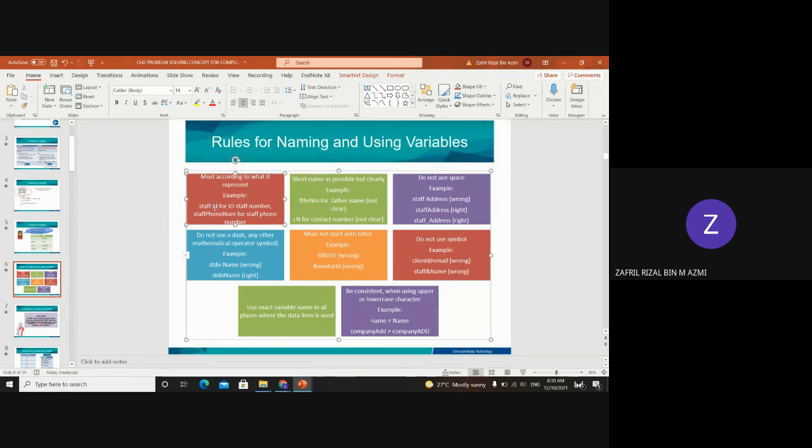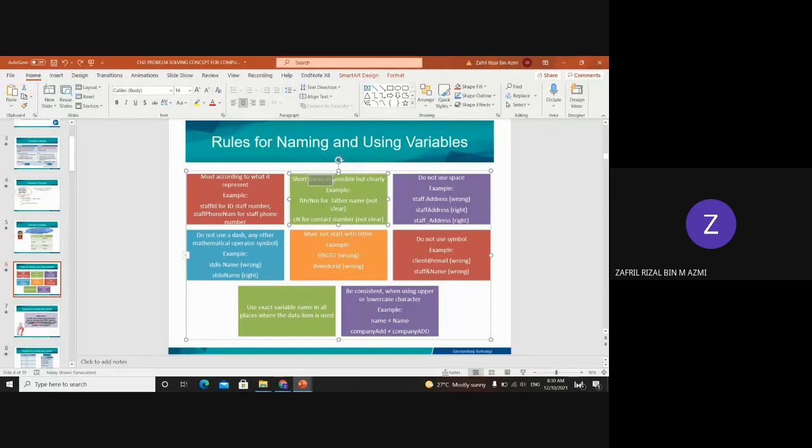because your intention is to make only one variable. Okay, according to what it represents. So just S is wrong, it doesn't represent any meaning. Okay, short names as possible. So when you want to create a name for your variable, don't make it very long.